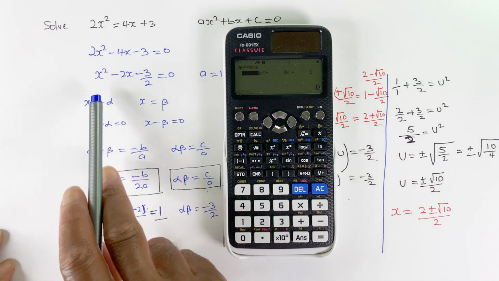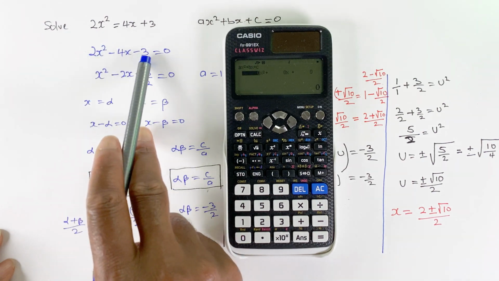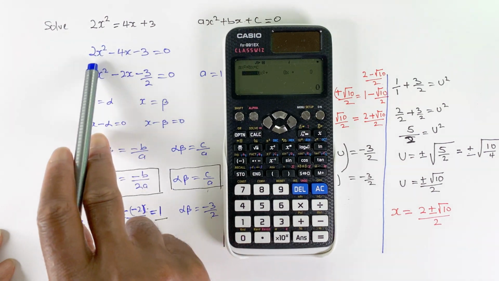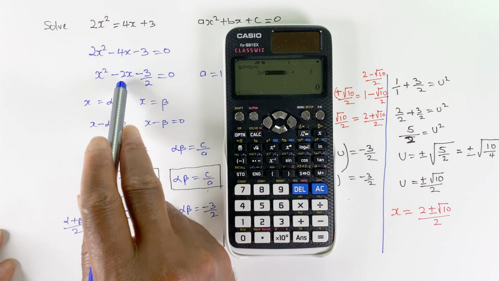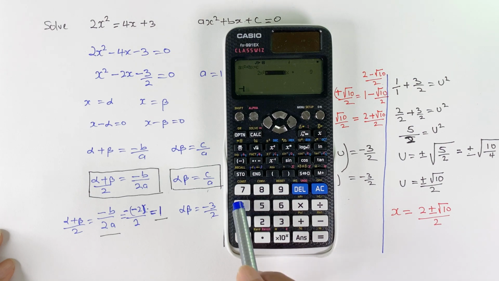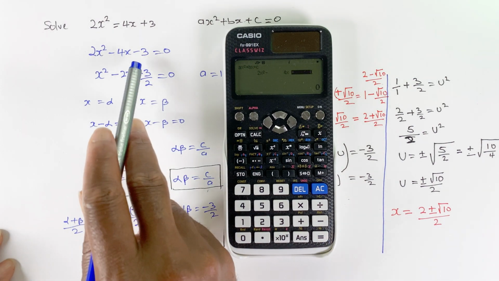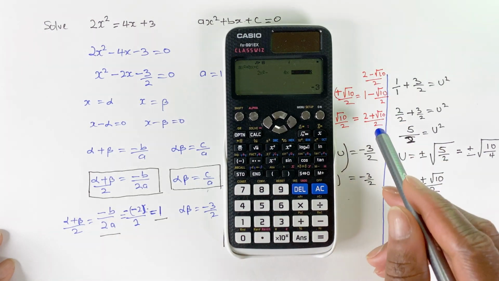It doesn't matter which one I use, I'm just going to use that one. It's the same thing. So I'll put in the coefficient, which is 2, so put 2 equals. The coefficient is minus 4, so I'll put minus 4 equals, and the coefficient is minus 3 here, so put minus 3 equals. Now the next equals I press will give the roots.